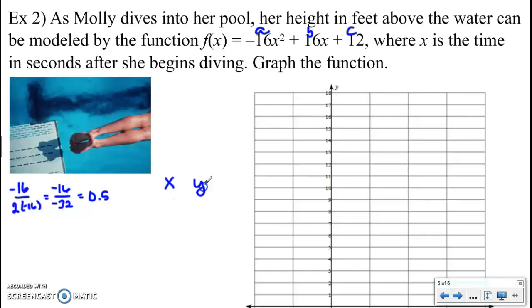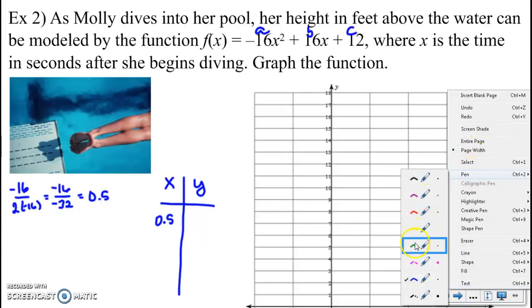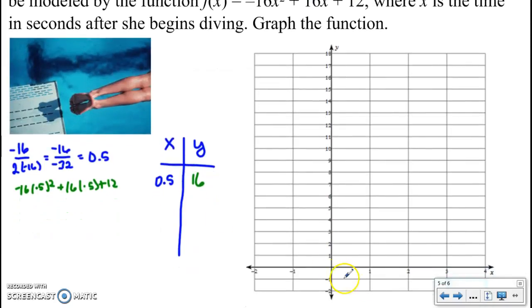So if we're going to go ahead and make our table, 0.5 is going to go first. Let's go ahead and plug that in. So I'm going to do negative 16 times 0.5 squared plus 16 times 0.5 plus 12. So when I plug that in, okay, at 0.5 seconds, my height is 16. That's my axis of symmetry there, right through the middle.